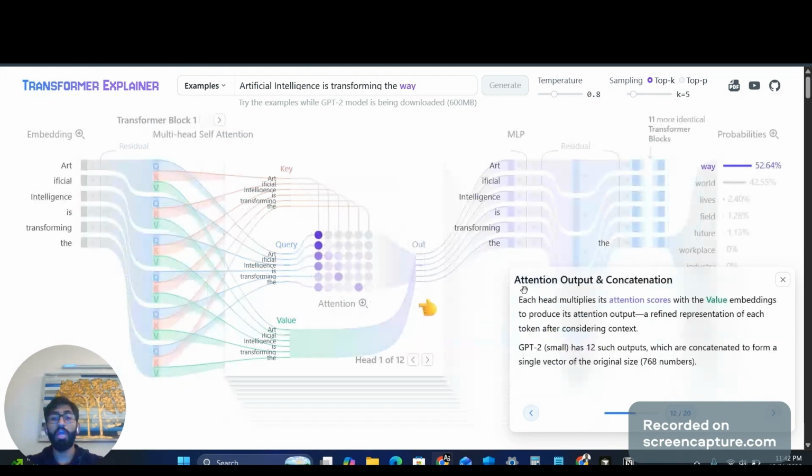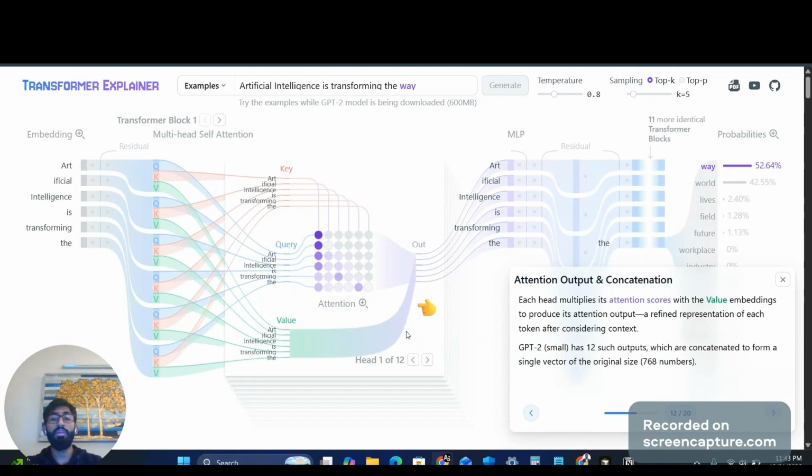Then attention output and concatenation. Each head multiplies its attention scores with its value embeddings. So now it will multiply the output with the value embeddings to produce its attention output, a refined representation of each token after considering context. It has 12 such outputs, which are concatenated to form a single vector of the original size, 768.